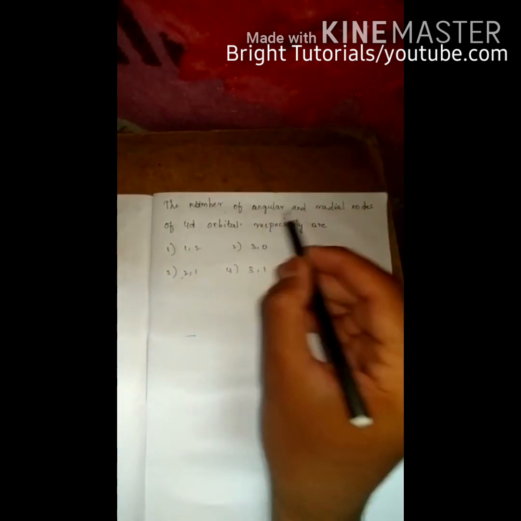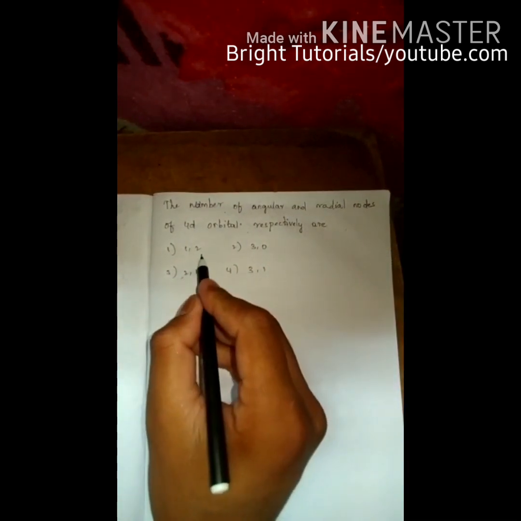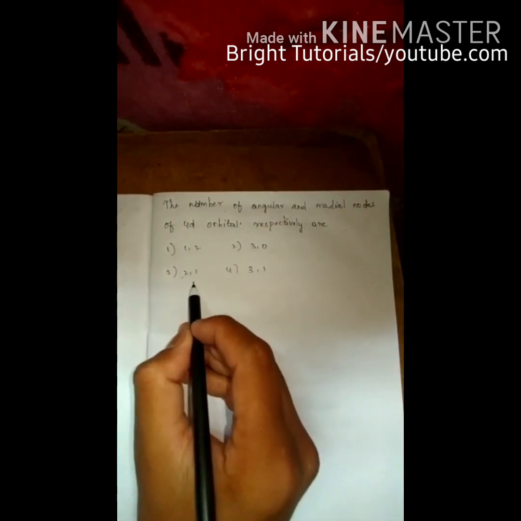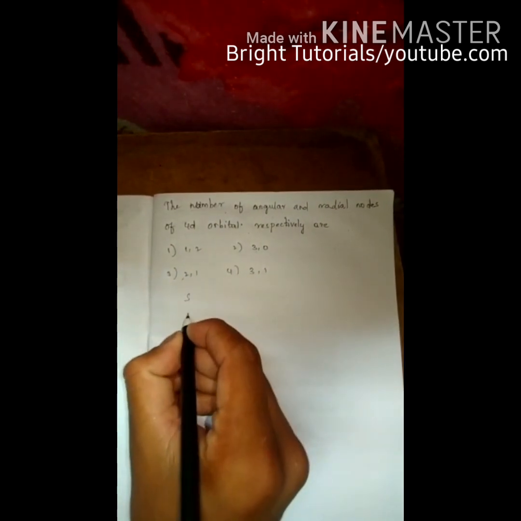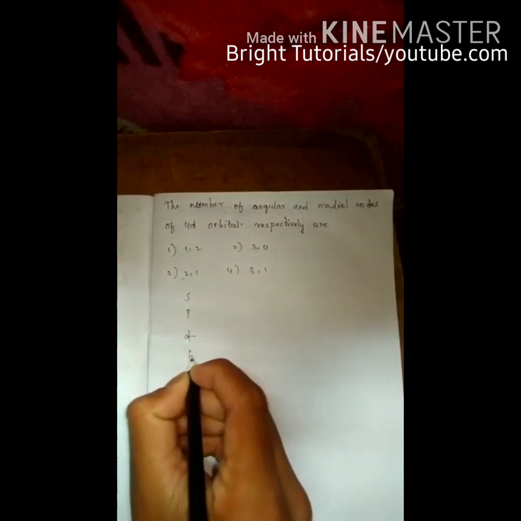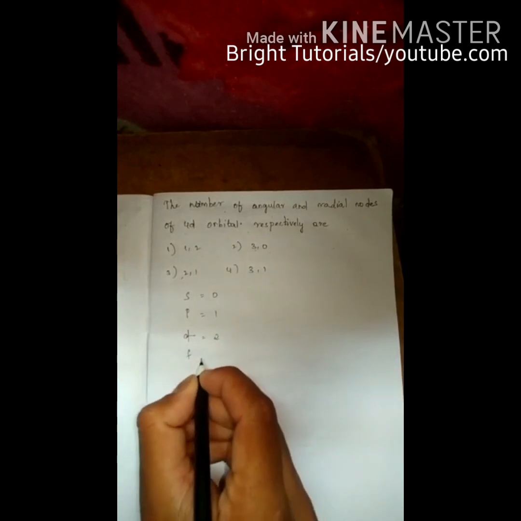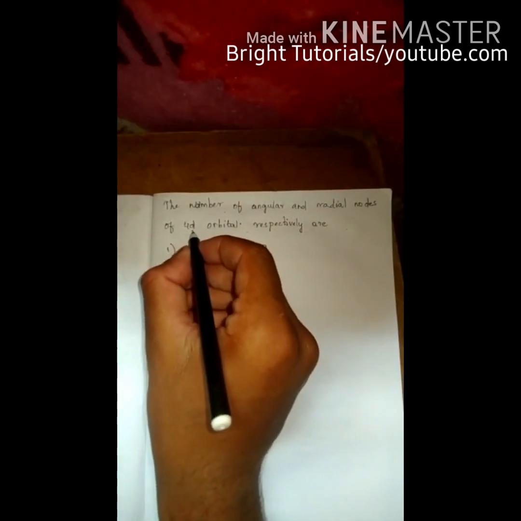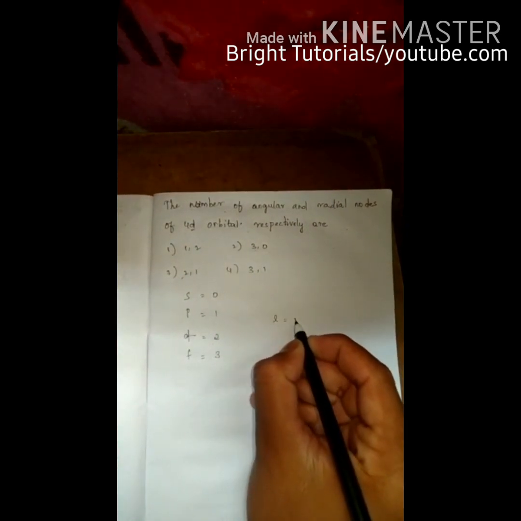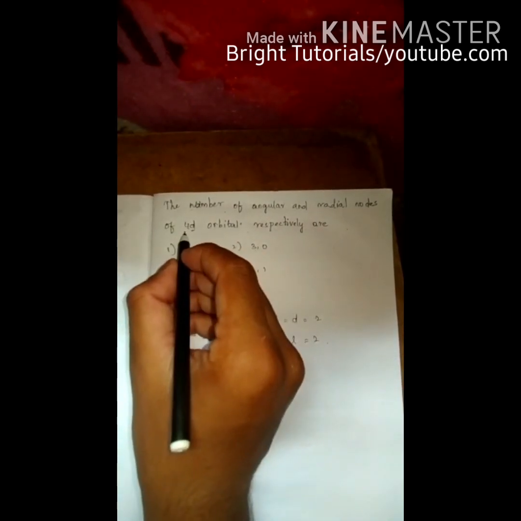So friends, this is the last problem. The number of angular and radial nodes of the 4d orbital respectively are 1, 2; 3, 0; 2, 1; and 3, 1. So we know that in quantum numbers for s, p, d, f, s is equal to 0, p is equal to 1, d is equal to 2 and f is equal to 3. Here d is given, so l is equal to 2, and he has also given the n value, that is 4, since it is a 4d orbital.